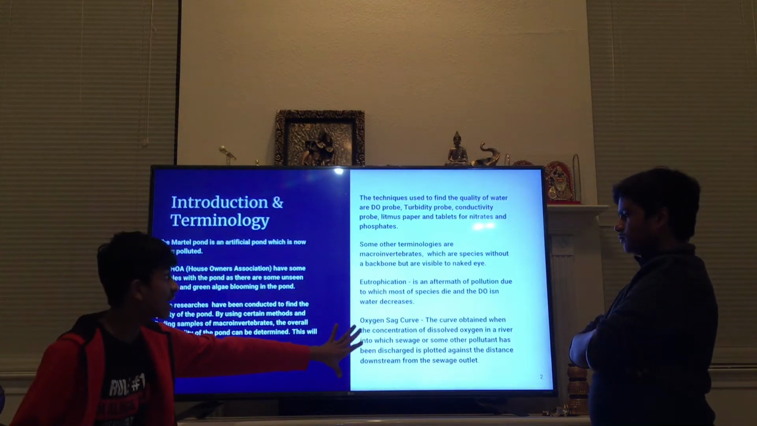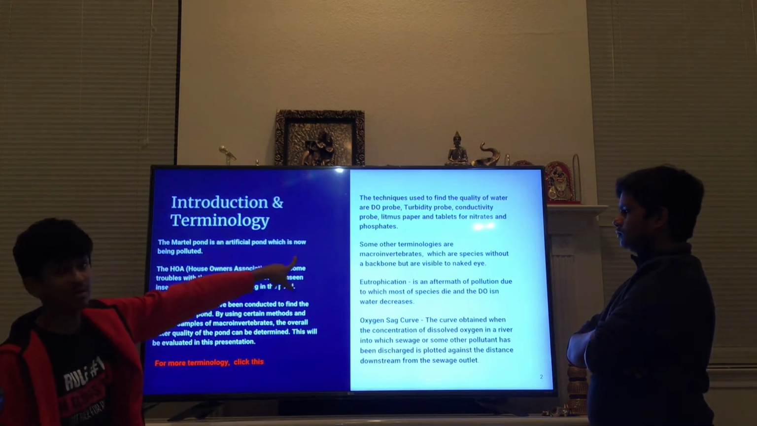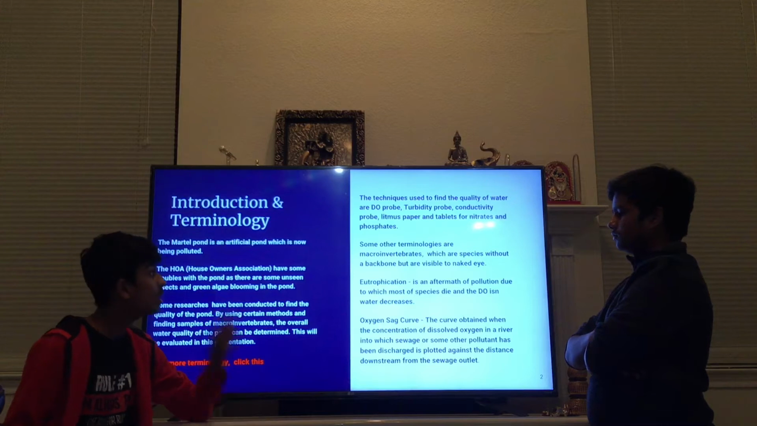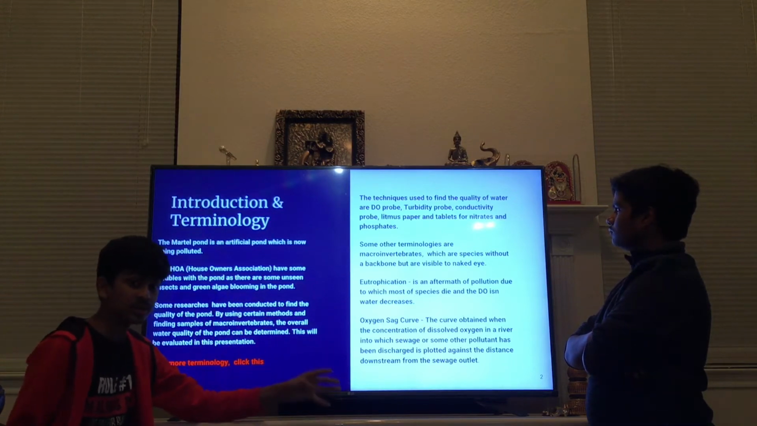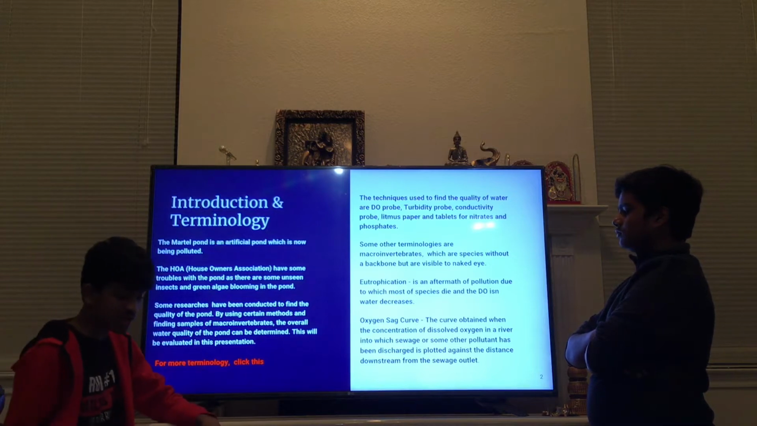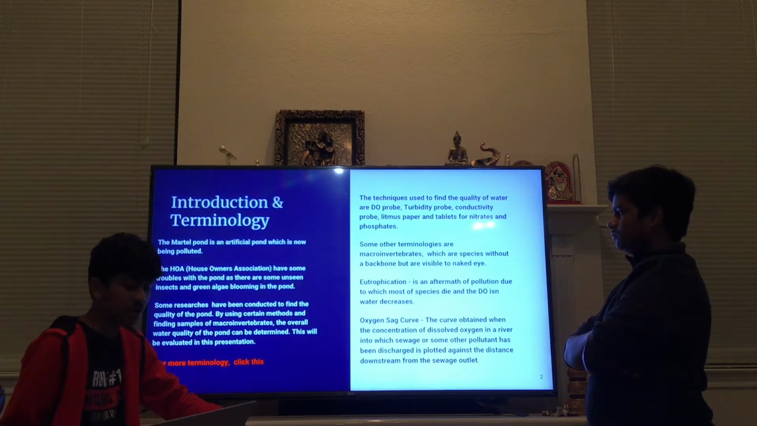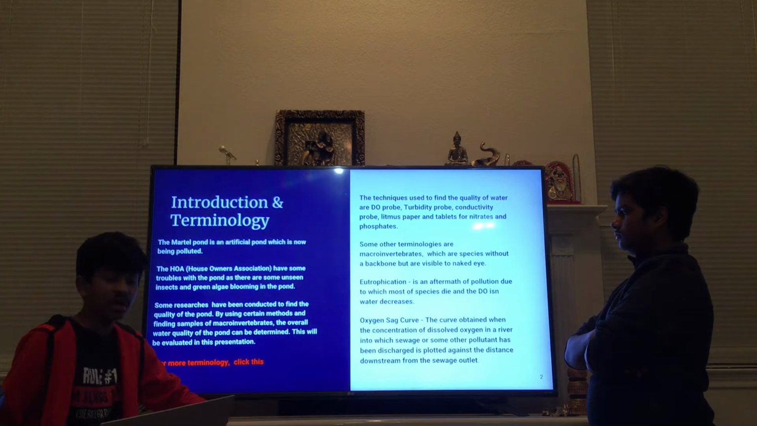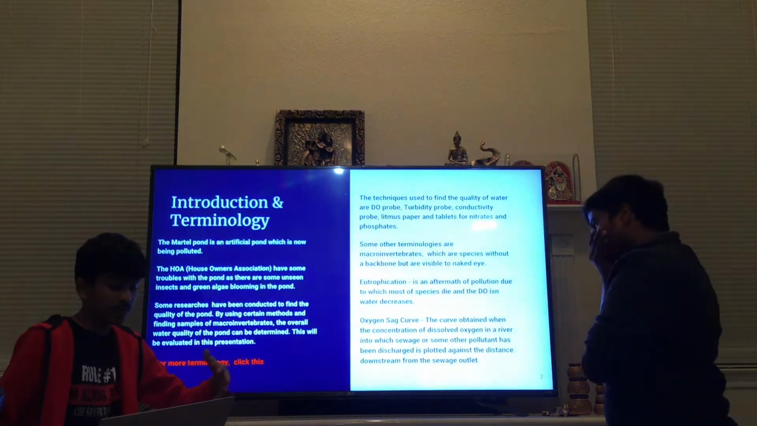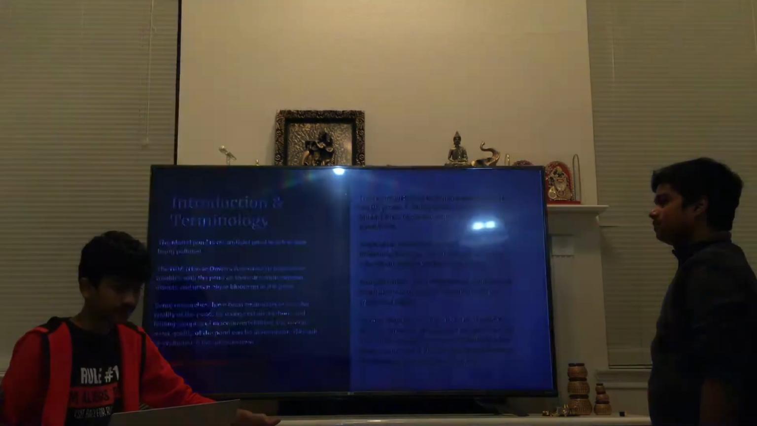This is about the oxygen sag curve, and the techniques used to find the quality of water include finding about the DO, the turbidity, the temperature, the conductivity, the nitrates, phosphates, and the pH. And what is the HOA? The HOA is the House Owners Association, where they have seen troubles with the pond as though there are some unseen insects and green algae growing in the pond.